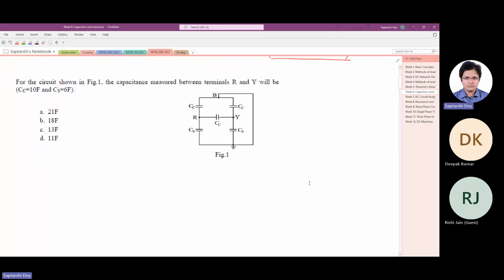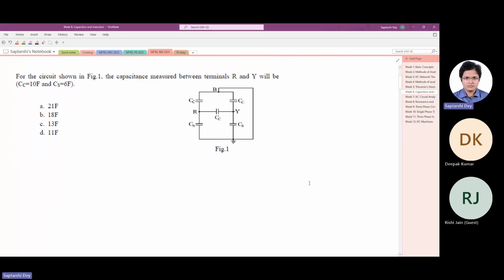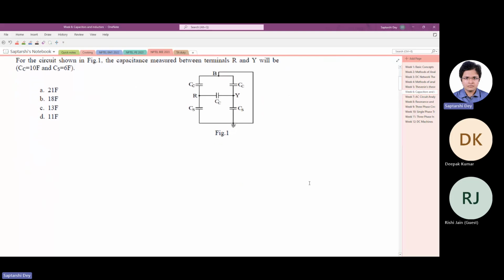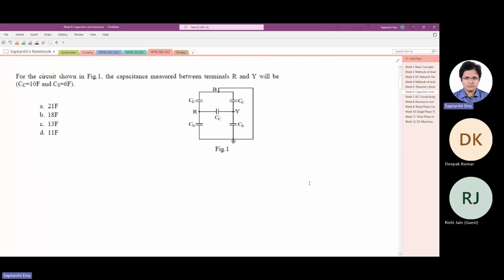Right. So we'll start with the problems directly. I don't know why in this course this year, I'm taking the course for the first time, but this is the first time in an NPTEL course I am not getting any doubt at all from the students. Whether you guys are able to understand everything in the lecture, I don't know. If that is the case, then it's very fine.